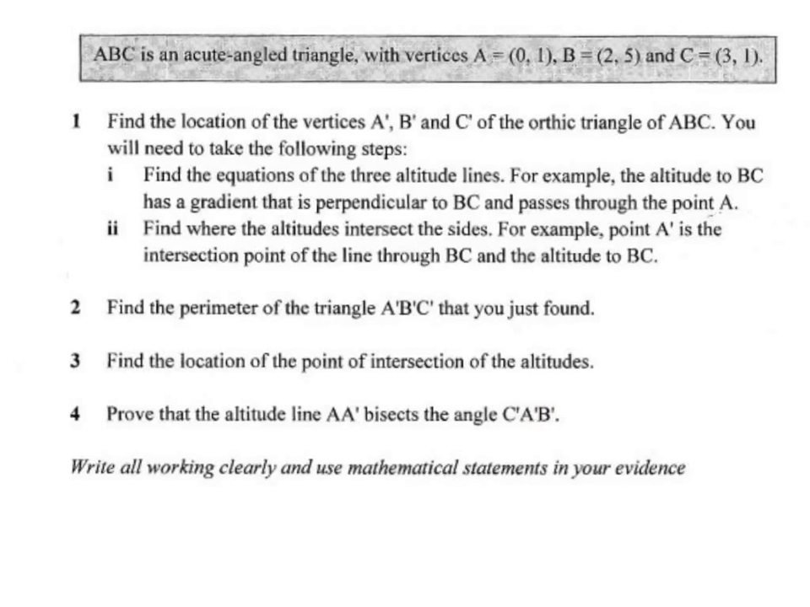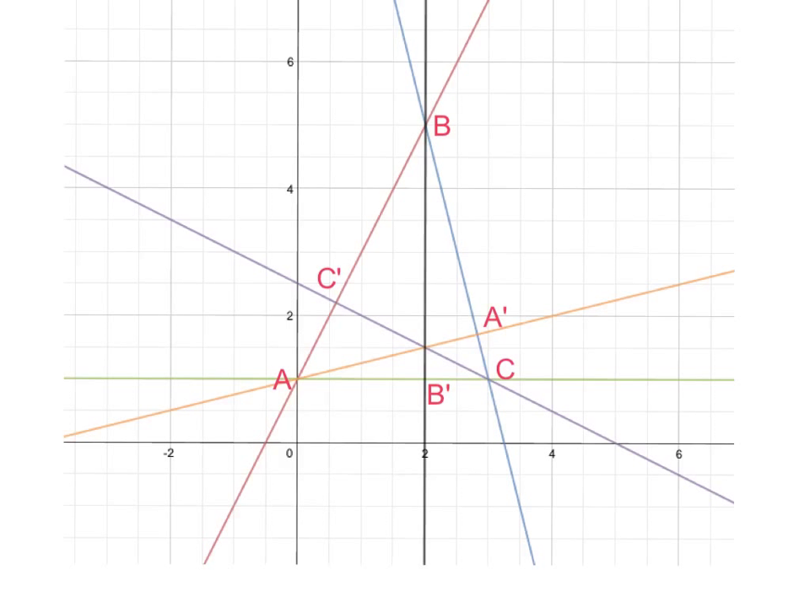The first thing I suggest we do is draw ourselves a diagram, and we'll first do that by plotting points A, B and C, and then draw the altitudes through A, B and C. And this is our triangle ABC.